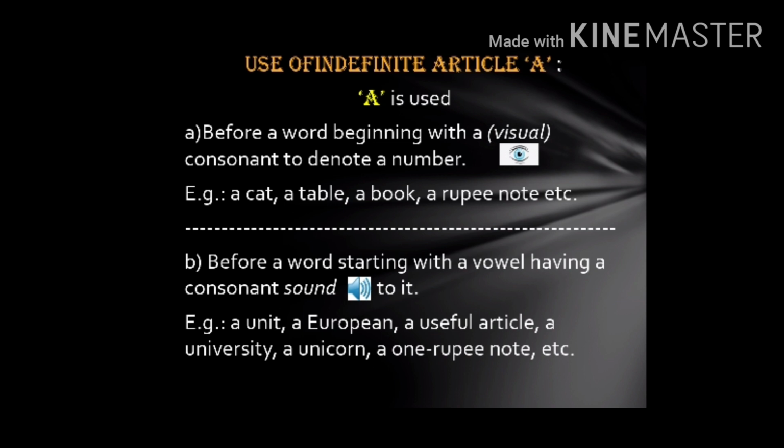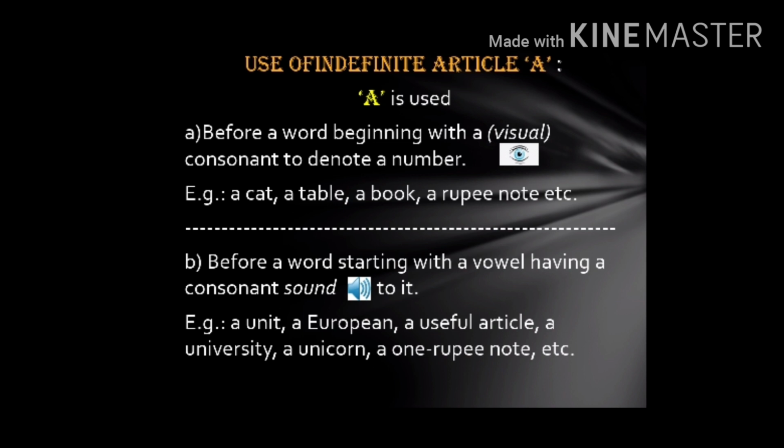First, you have to use a before a word beginning with a visual consonant to denote a number. For example, if we are talking about one particular thing, a cat or a table, and it is a consonant, you have to use a, the visual consonant only. A is also used before a word starting with a vowel, but it has a consonant sound to it. Now this is a little surprising. I know many of you must be hearing it for the first time. Now look at the examples: a unit, a European, a useful article, a university, a unicorn, a 1 rupee coin, etc.